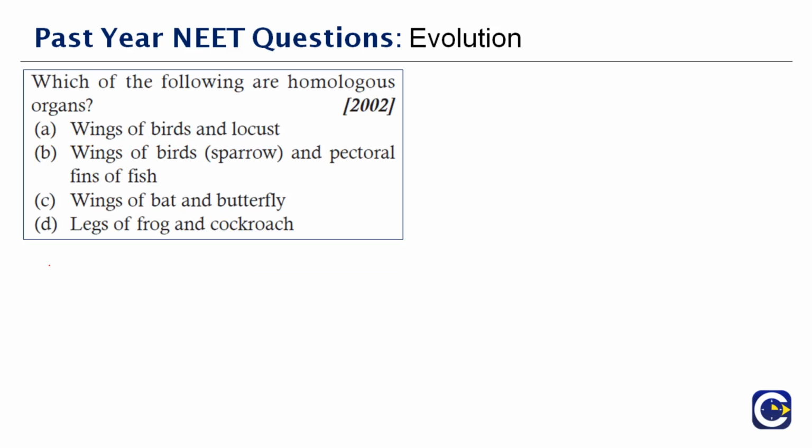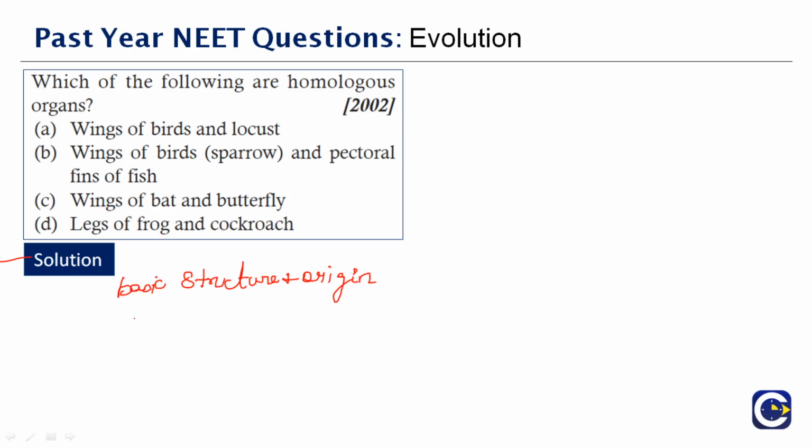Next question here. Which of the following are homologous organs? Very easy question. I told you what homologous organs are. They have a basic structure and origin, but they differ in their external appearance and function. So now you should be able to understand what it is.